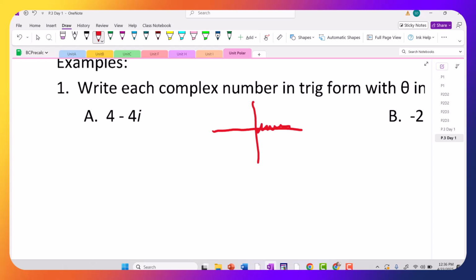4, comma, -4. What quadrant are we in, everyone? You probably don't even need any math for this. You shouldn't, because what is this angle measure then? What kind of angle measure has 4 and 4 for both sides? And then that, it's an isosceles triangle. So what's the reference angle? 45. What's the 45 in quadrant 4?